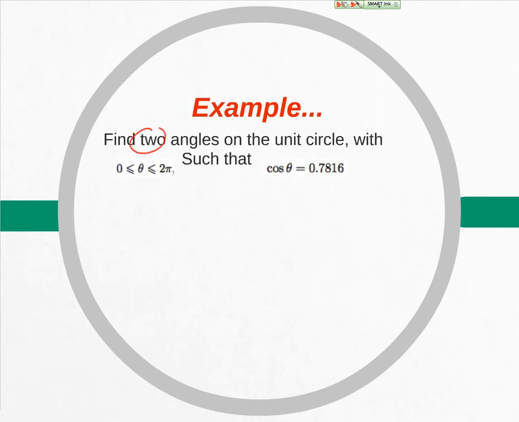So we've got two angles, and that's what we were just talking about, so we'll have to think about what we have to do about cosine. This other really important part here is that the angle is from 0 to 2 pi. When I see 2 pi, that means radians. Take a look at your unit circle.